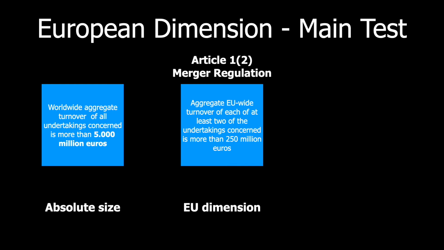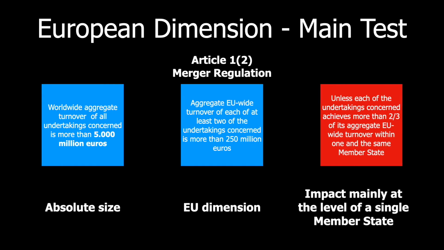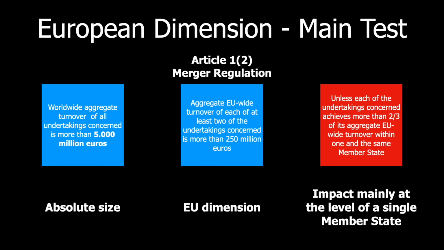Secondly, in terms of its dimension at EU level, the aggregate EU-wide turnover of each of at least 2 of the undertakings concerned is more than 250 million euros. This gives us an idea that there is an impact cross-border. Finally, we have a negative test, and that is the so-called 2/3 rule.